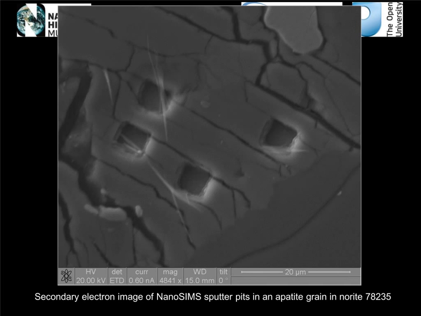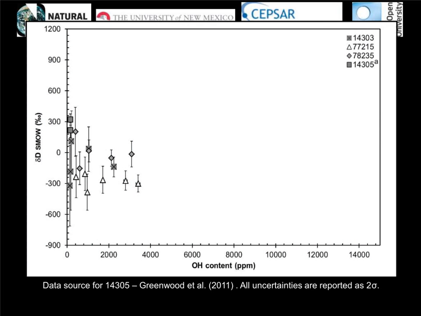In the case of troctolite sample 76535, the apatites were very dry, such that the hydroxyl couldn't be reasonably resolved from our analytical background. In addition, applying the correction for spallogenic hydrogen and deuterium was quite tricky, and so the results of this sample have been omitted from this summary. Of the other samples, the 2 norites and the granite class, the final results are presented here.